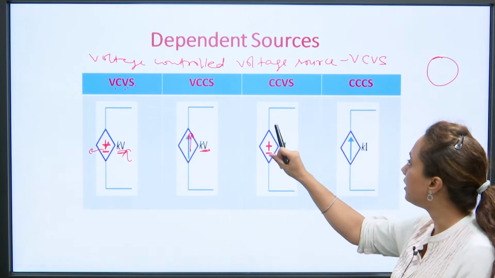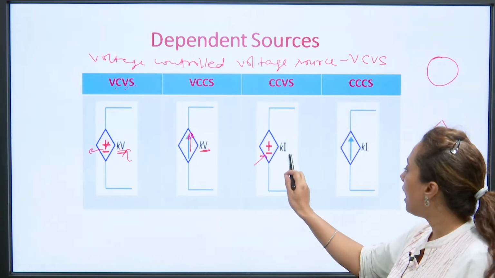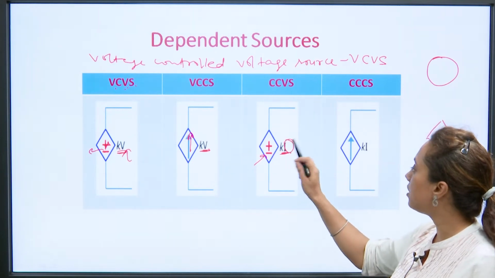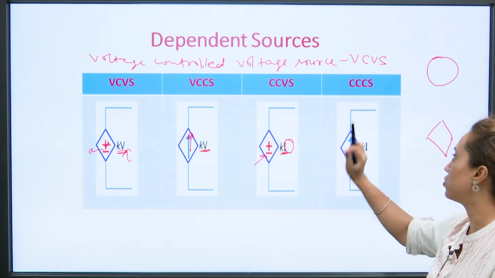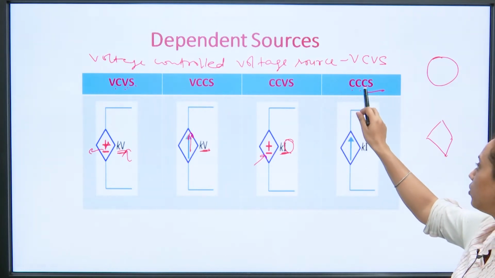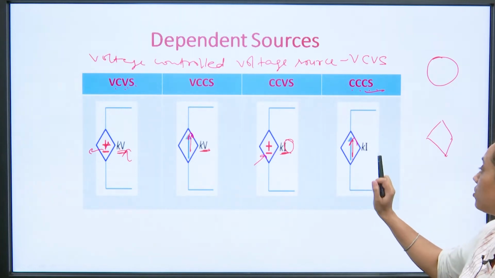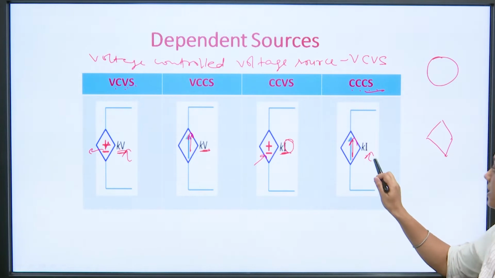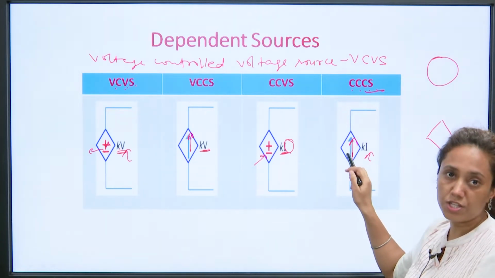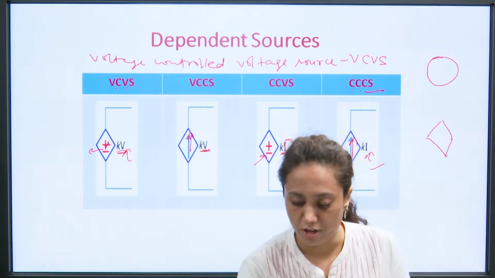The third one is the current controlled voltage source. The plus minus sign shows that this is a voltage source and the dependent value is I, so the current is controlling it. The fourth one is the current controlled current source. It has an arrow sign showing that it is a current source, and its dependent value is I. So this I is controlling it, so it is a current controlled current source, right. So these are the different sources which I have covered.